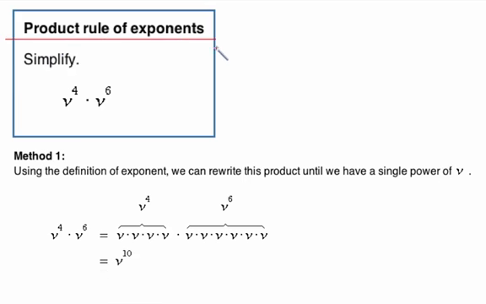Okie doke. Here we've got the product rule of exponents. The directions in this case say simplify v to the fourth times v to the sixth. Now we have two methods. So let's look at the first method.